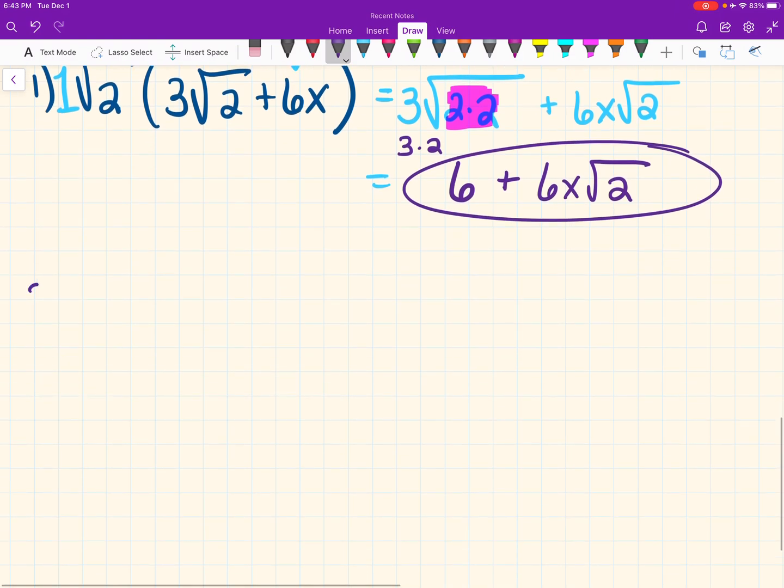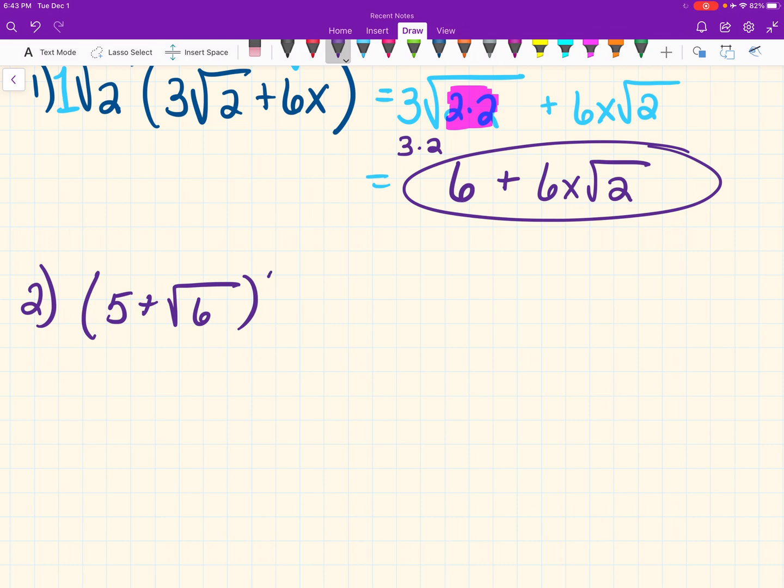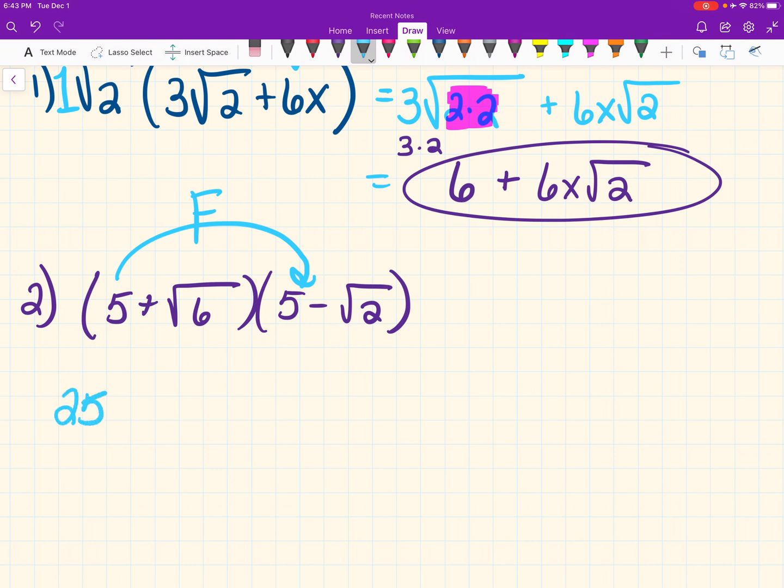All right, let's look at number 2. I'm going to FOIL it, but you could just as easily box it. 5 plus the square root of 6. This one I hate. This one gets more complicated in my mind. And 5 minus square root of 2. Okay? So let's FOIL. First times first. There's my F. So 5 times 5 is 25. Outside times outside. Well, 5 times negative root 2 is going to be negative 5 root 2.